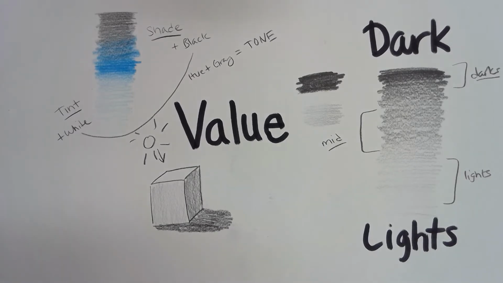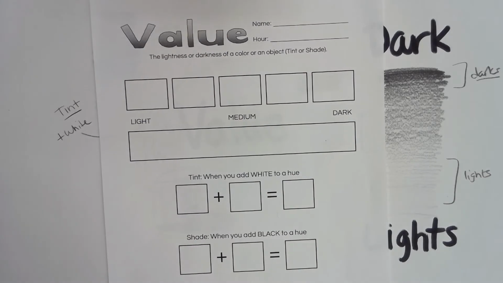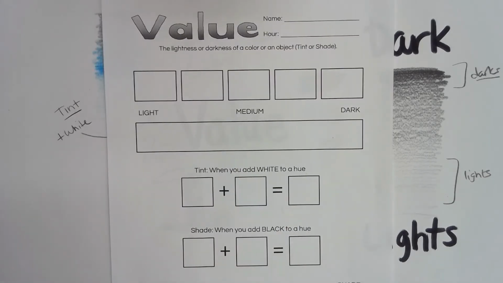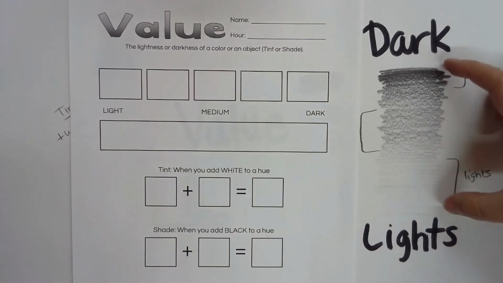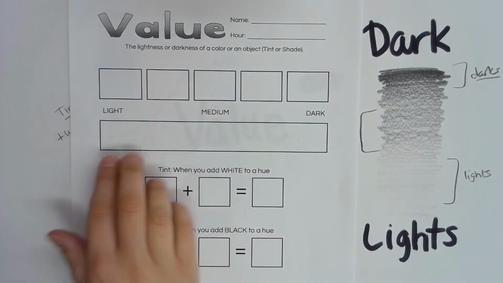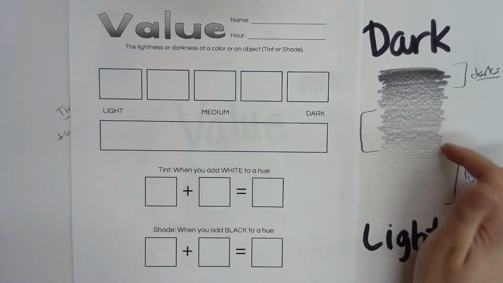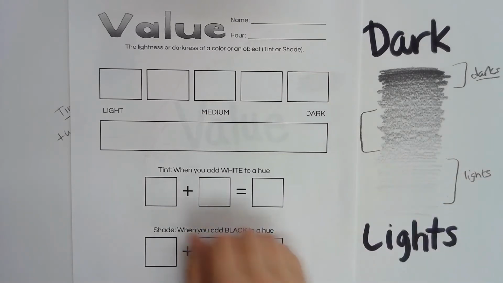Now, on your exercise, when we work with value, you're going to be doing a couple of things. The first bit talks about a value scale. So basically, you are taking this right here, and you're inserting it right here, where you're going from light to dark. I like starting on the dark end, just like I did here, because it's a lot easier to gently get lighter and get those light values.